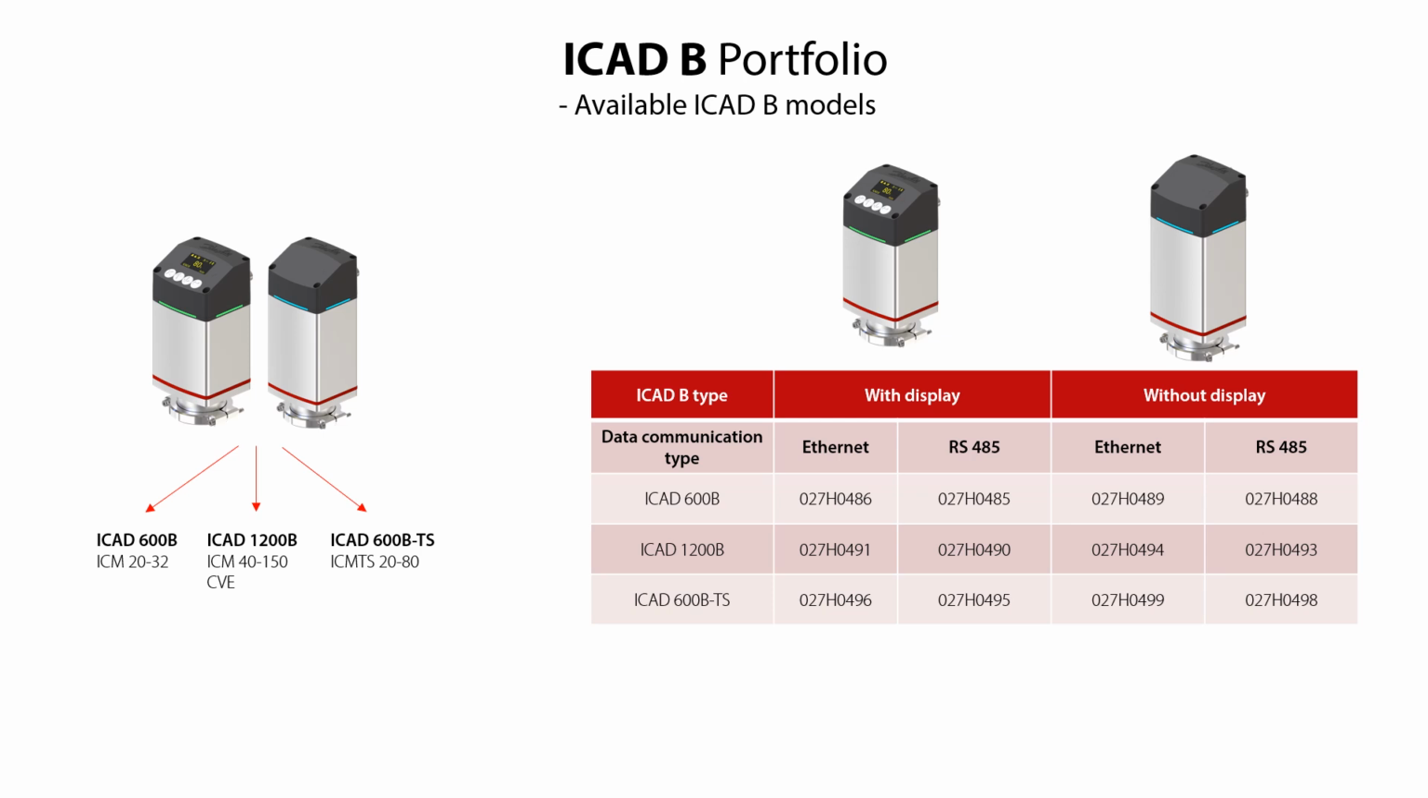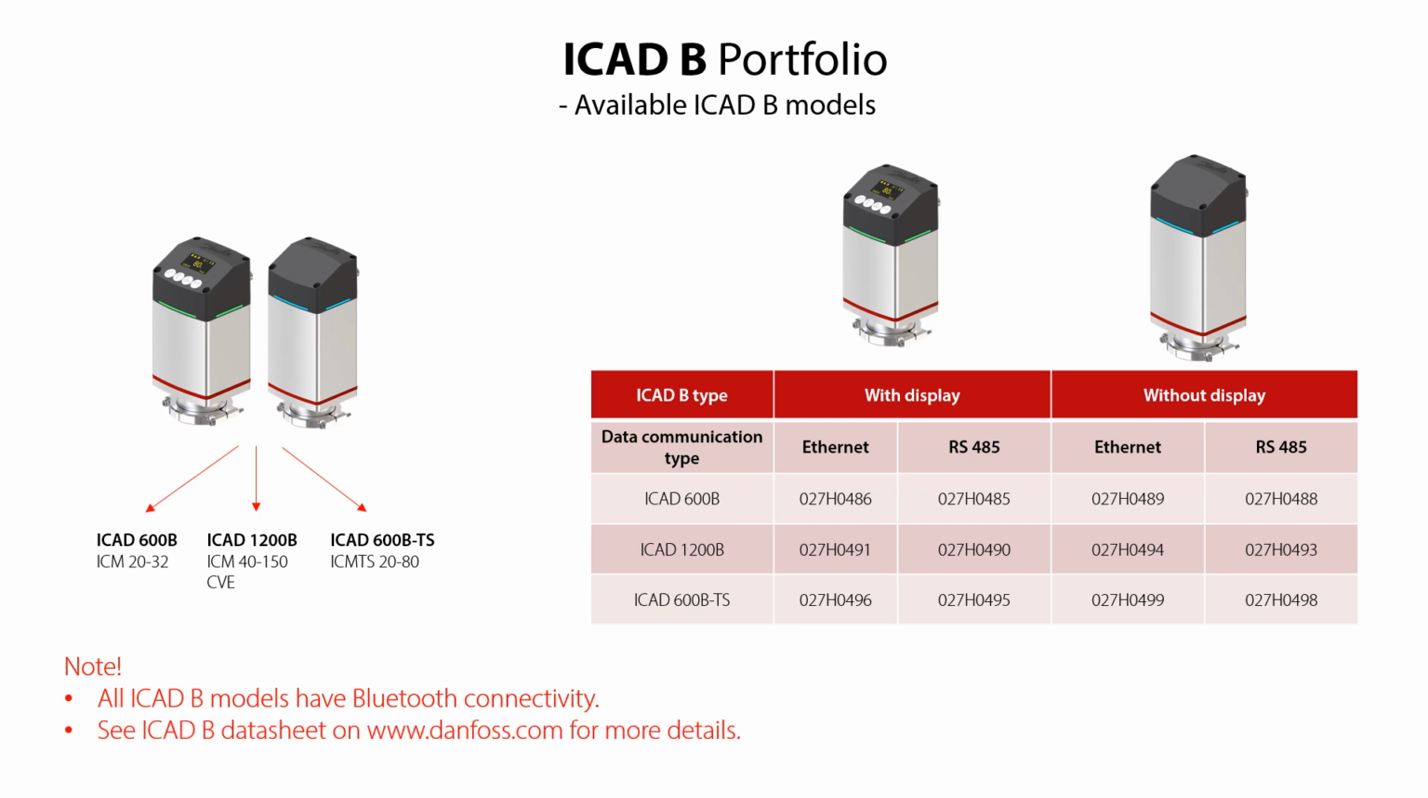All 3 ICAD B types are available in 4 different variants. These are, as mentioned earlier, with or without display, and, as also mentioned earlier, with Modbus communication RTU via RS485 or Modbus communication TCP IP via Ethernet. All these variants add up to 12 different models and code numbers. Here's an overview of this with the given code numbers of the different ICAD B models. All ICAD B models have Bluetooth connectivity. For more details, please check the ICAD B datasheet, which is available on danfoss.com.